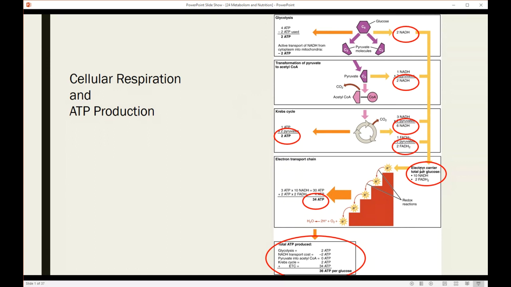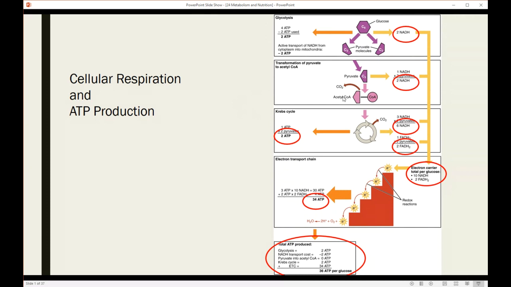They're also these really high energy molecules. They're going to go through that electron transport chain. And as we move through that electron transport chain, we're going to get out 34 ATP. We got out 2 ATP here. So look at that, 36 ATP total.